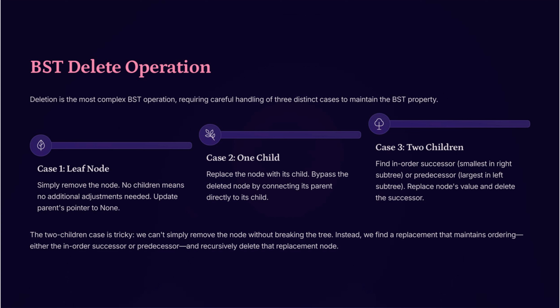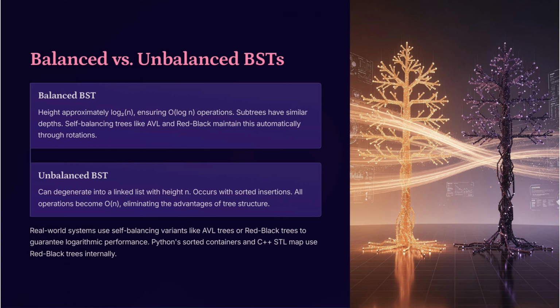Balanced binary search trees, BSTs, maintain a height of approximately log2 n, ensuring efficient O(log n) operations. Self-balancing trees like AVL and red-black trees achieve this through rotations. In contrast, unbalanced BSTs can degrade to a linked list form, resulting in O(n) operations. Real-world systems often employ self-balancing variants to ensure optimal performance.